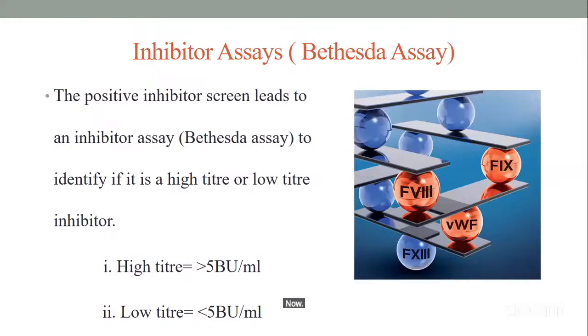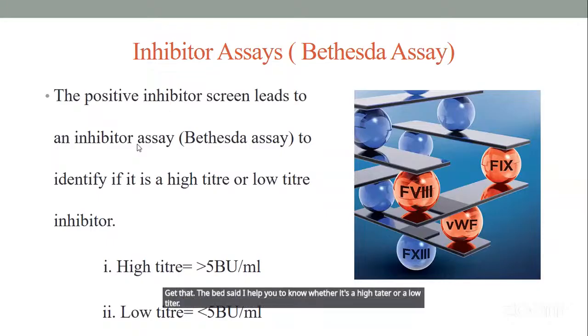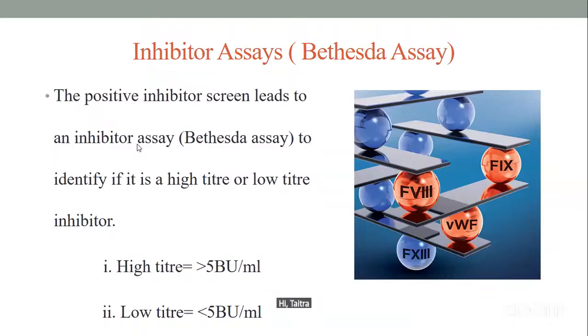Now, this is how it is done, and this is how the Bethesda assay looks. A positive inhibitor screen leads to an inhibitor assay, the Bethesda assay, to identify whether it is a high titer or a low titer inhibitor. Get that? The Bethesda helps you to know whether it's a high titer or a low titer. High titer is measured as above 5 Bethesda units per milliliter. Low titer is less than 5 Bethesda units per milliliter. Next slide.